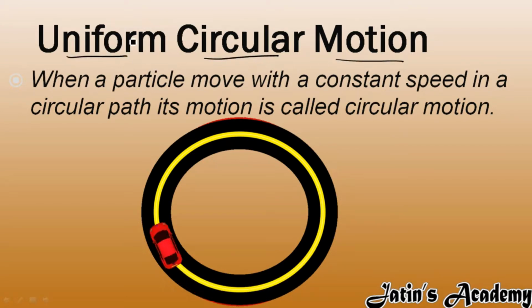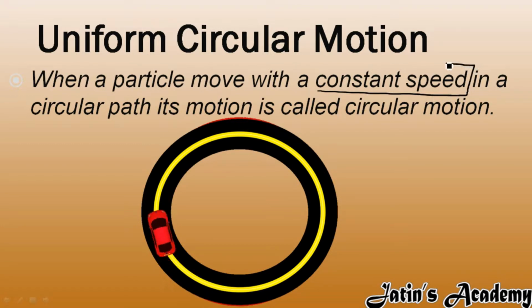Uniform means when a body covers equal distance in equal intervals of time, that is called uniform. When that equal distance in equal intervals of time occurs in a circular path, that is a uniform circular motion. So here is the definition: when a particle moves with constant speed in a circular path, its motion is called circular motion. Here we have to see one important thing: when a particle moves with constant speed, it means that in a uniform circular motion, speed is constant.